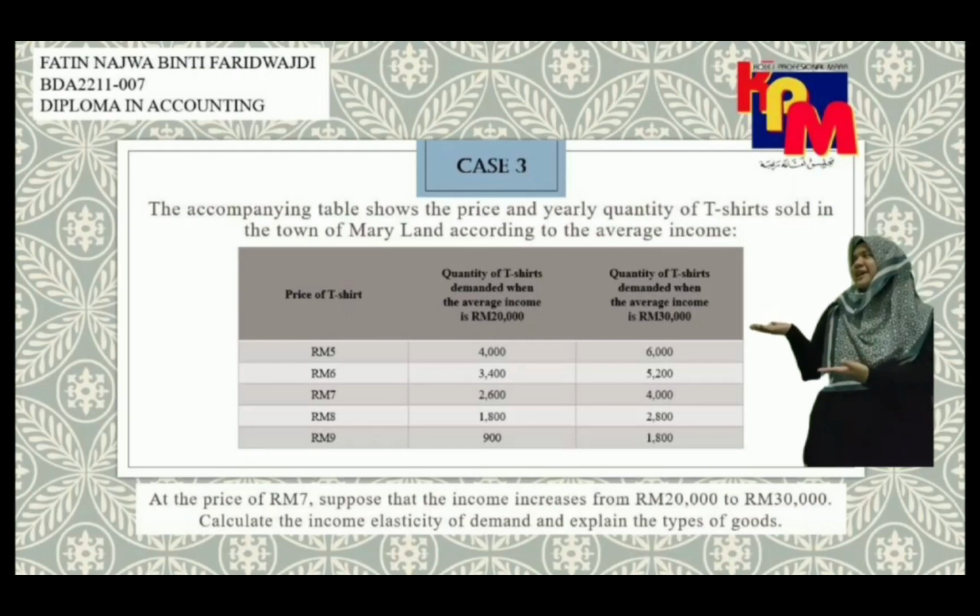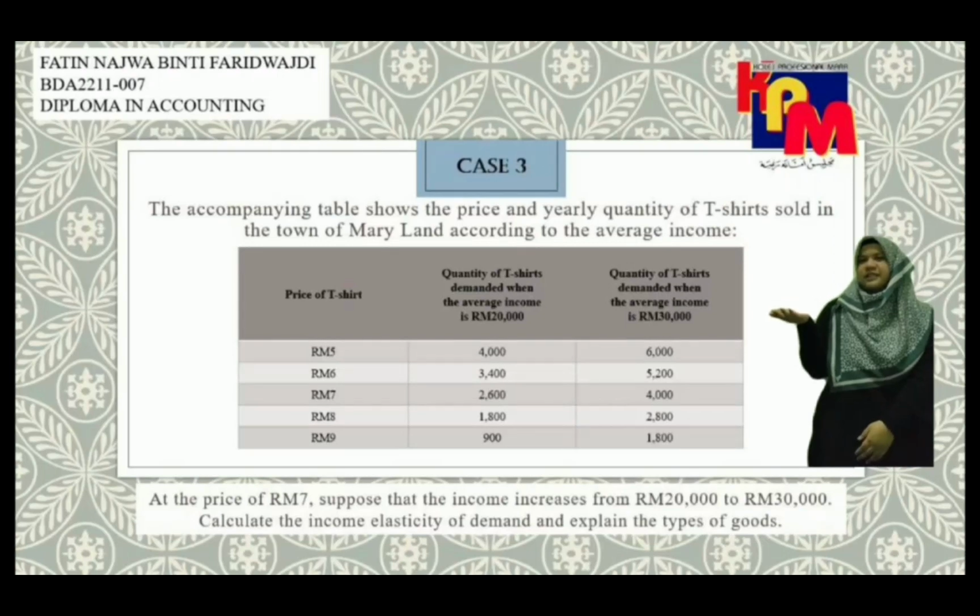I'm going to present about case 3, income elasticity of demand. Let's get started. This is the slide of case 3. The table shows the price and yearly quantity of t-shirts sold in the town of Maryland according to the average income. There are the price of t-shirt, quantity of t-shirt demanded when the average income is RM 20,000 and quantity of t-shirt demanded when the average income is RM 30,000 in the table.